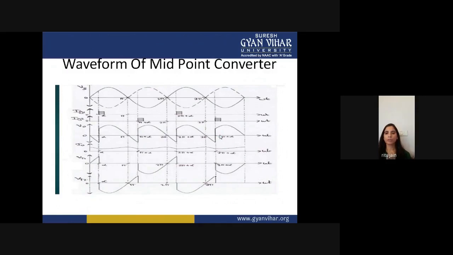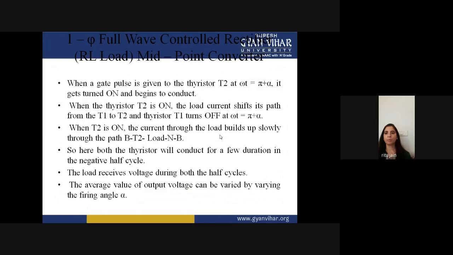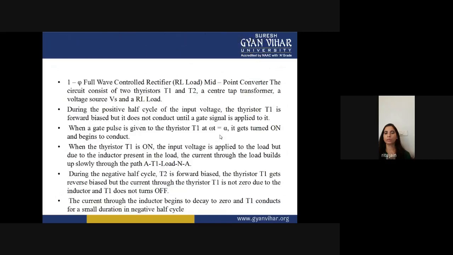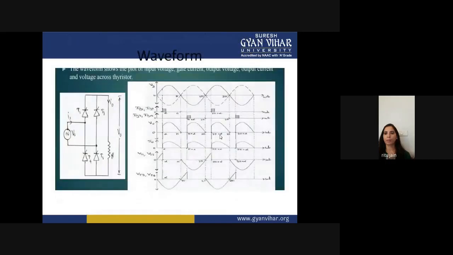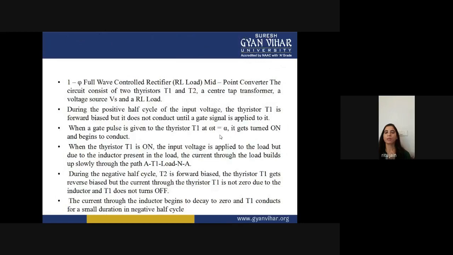Before going to this waveform, I think we must go through these two slides, right? So single phase full wave controlled rectifier, midpoint converter. The circuit consists of two thyristors, which are your T1 and T2, which are connected to a center tap transformer and a voltage source Vs and an RL load.